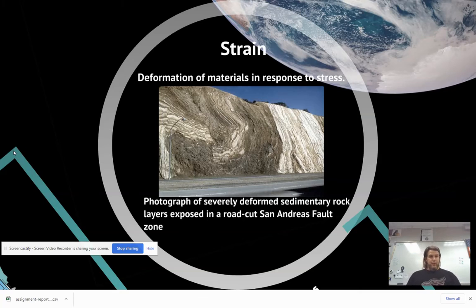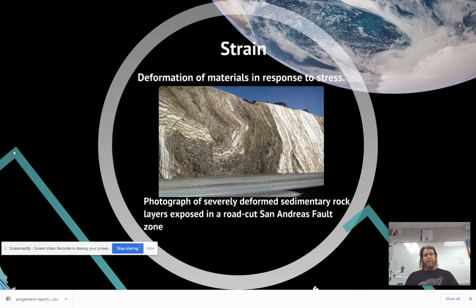And then strain. Strain is a little bit different. Things can be strained, meaning they get deformed out of their original situation. It's just the deformation of materials in response to stress. So a stress will occur. That could be tension, it could be compression, it could be the strike-slip or the shear motion, but it will deform the rocks, and they will partially deform before they actually snap and break.